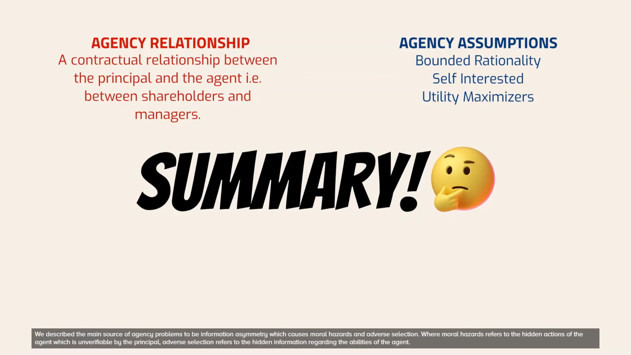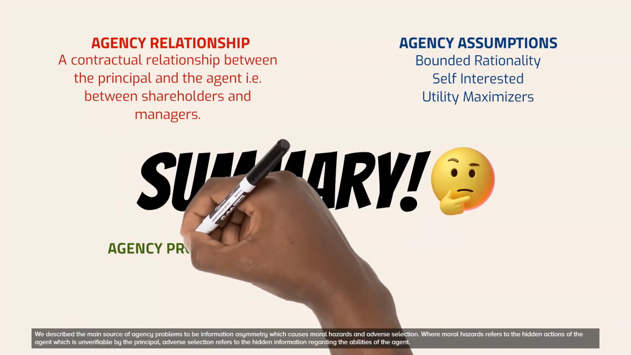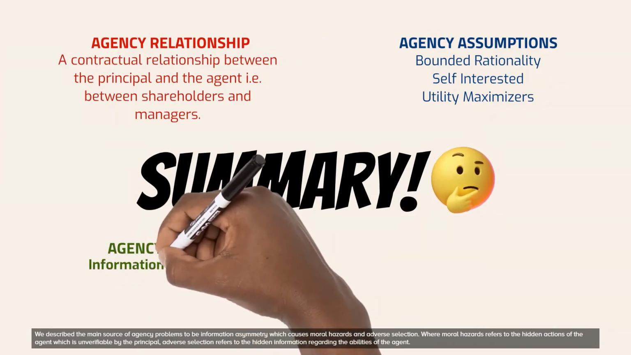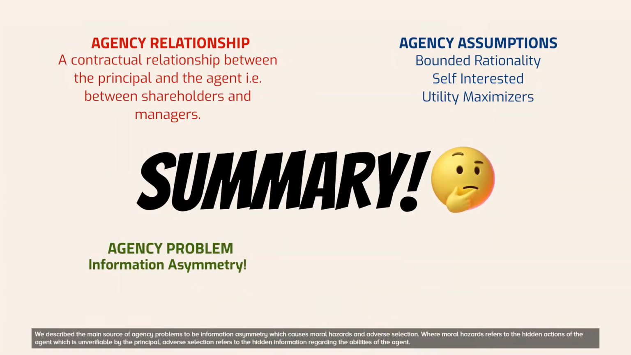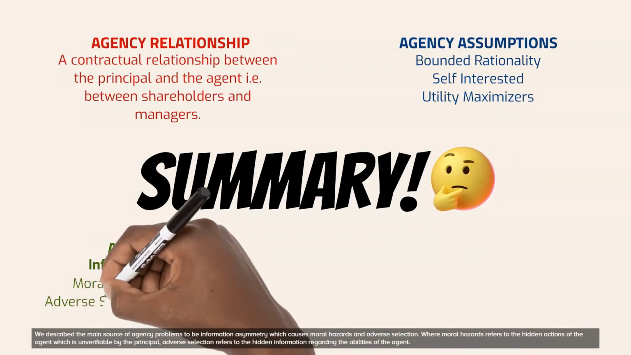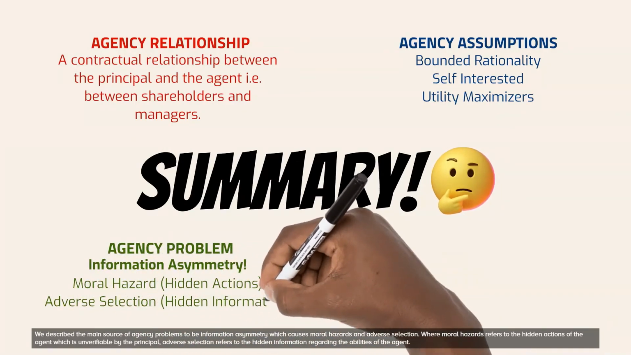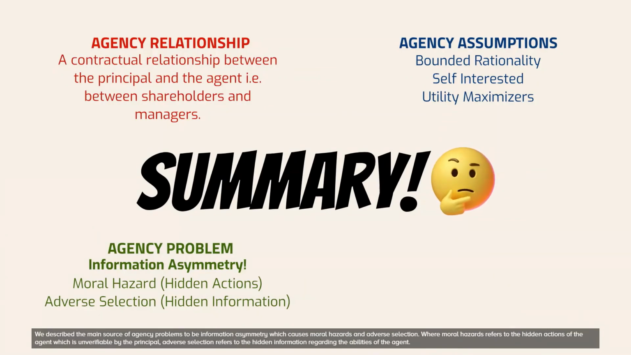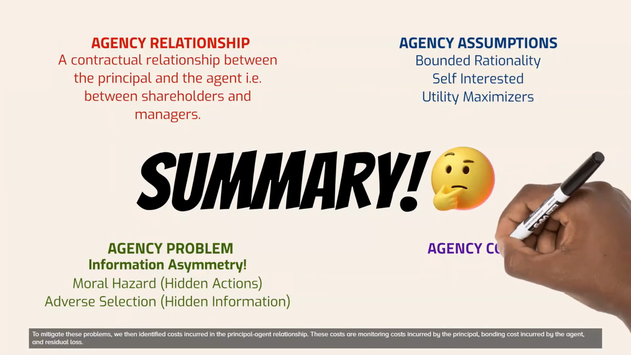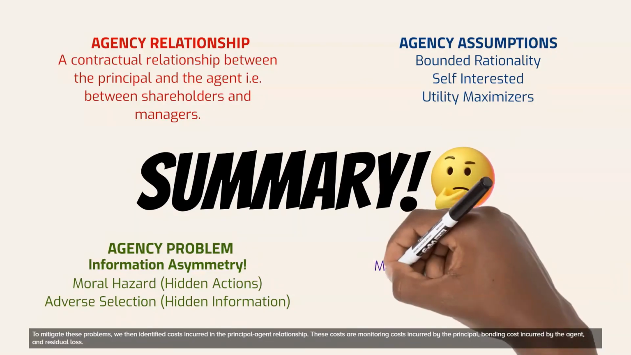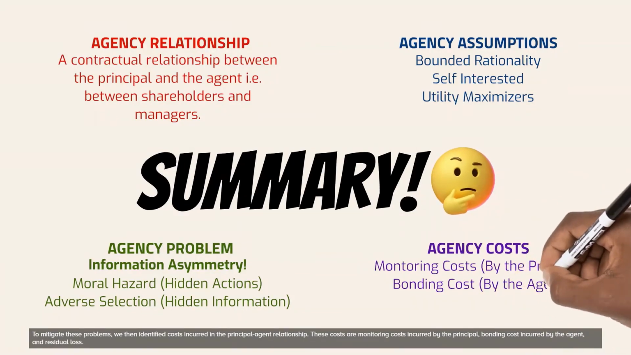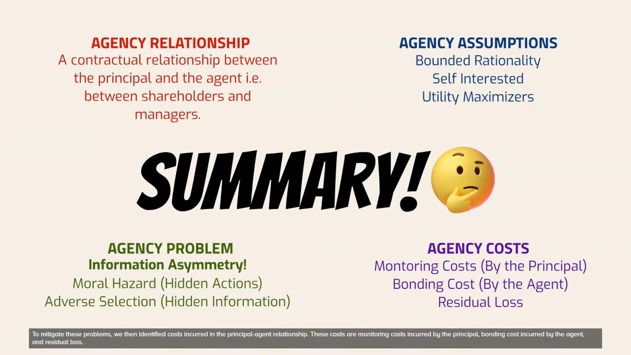We described the main source of agency problems to be information asymmetry, which causes moral hazard and adverse selection. Moral hazard refers to the hidden actions of the agent which are unverifiable by the principal, while adverse selection refers to the hidden information regarding the abilities of the agent. To mitigate these problems, we then identified costs incurred in the principal-agent relationship. These costs are monitoring costs incurred by the principal, bonding cost incurred by the agent, and residual loss.